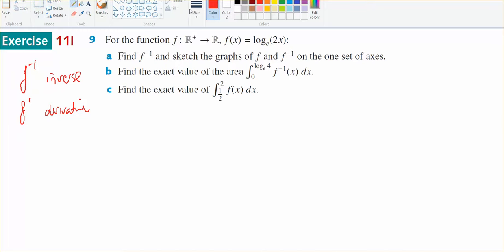This is for Year 12 Methods. It comes out of Chapter 11, it's 11I, question number 9. Now the reason that this question is asking me to find the inverse and then to find the area to do with the inverse, and then use that to find the area under the function, is that this area here from 1/2 to 2 of log base e of 2x dx, which is what the question's asking me to do.